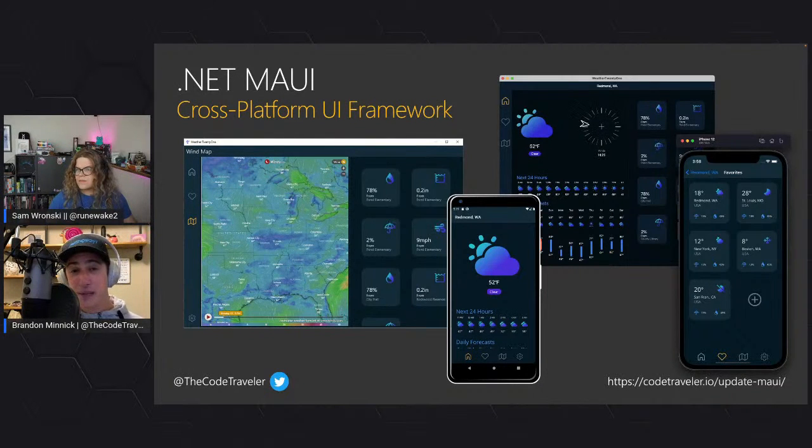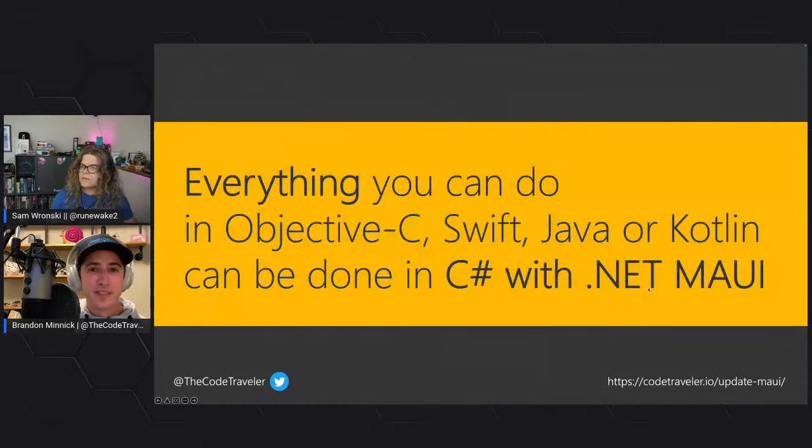But again, because when we compile our apps it compiles down into the native platforms using all the native APIs, just like if we built this in Objective-C, Java, Kotlin, we still get the native look and feel for each platform. So one of my favorite things about .NET MAUI is everything you can do in Objective-C, Swift, Java, or Kotlin can be done in C# with .NET MAUI. All the APIs are there. There's really nothing limiting what you can do. And the best part is when you're done, you only wrote your code once, but it's going to run on all 4 platforms.